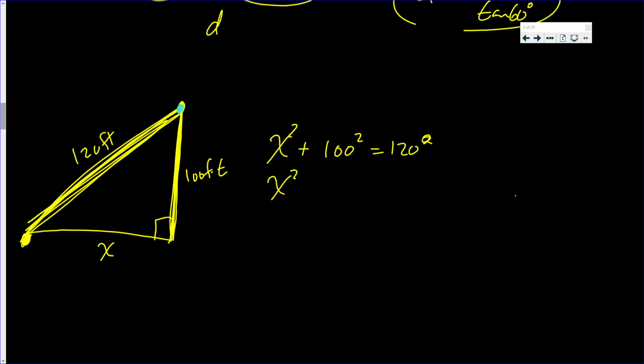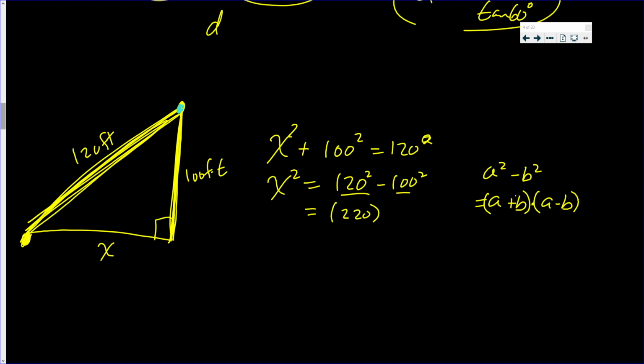120 squared. That is, X squared is 120 squared minus 100 squared. Now you should remember that with A squared minus B squared, you can add the things being squared, you can subtract the things being squared, and then multiply. Well, when I add them, I get 220. When I subtract them, I get 20. Well, multiplying by 20 is similar to multiplying by 2, which you can almost do in your head. But don't forget to add that 0.